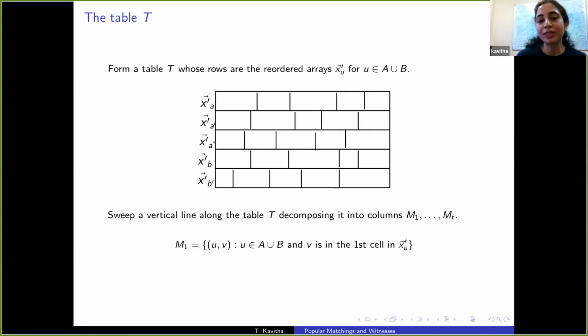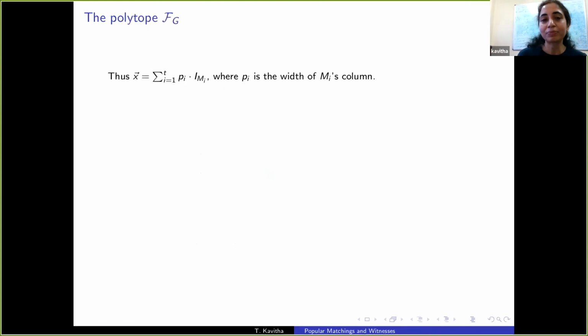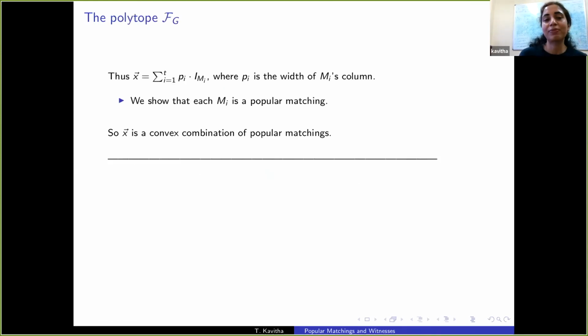And let's sweep a vertical line along the table and decompose it into columns as shown here. As soon as you hit a cell wall, freeze. That defines a matching. Again, start moving the line. You hit a cell wall, freeze. That's your second matching. Again, keep moving the line. You hit a cell wall, freeze. That's your third matching. So we get, in fact, it's not clear it's a matching. So we show that, in fact, each of these M_i is a popular matching.